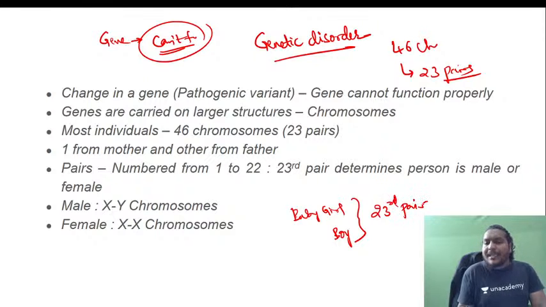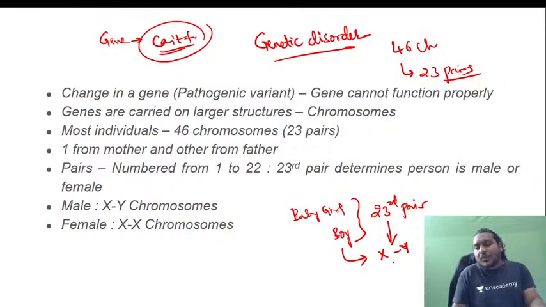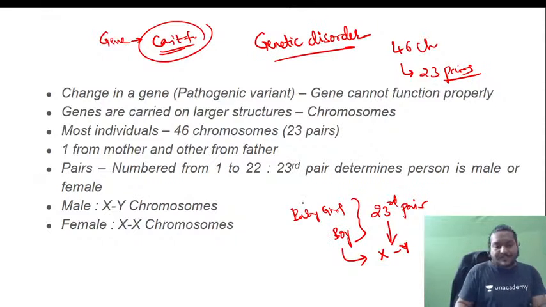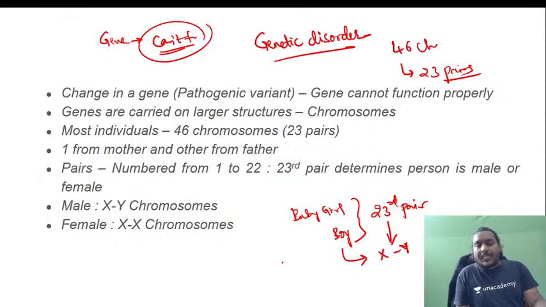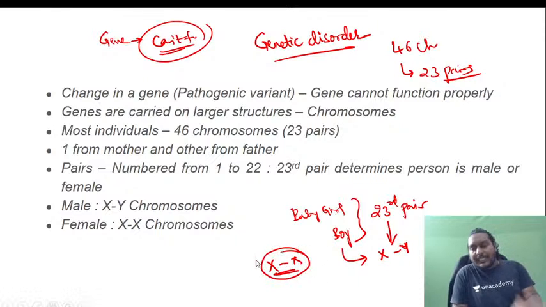So when I say pair, it is a combination of two chromosomes. If you are seeing the birth of a boy, it is involving a pair of XY. The 23rd pair is the XY pair chromosome. So that is something which would determine that the baby is a boy. Similarly, if that is an XX pair chromosome, that indicates the baby is a girl.